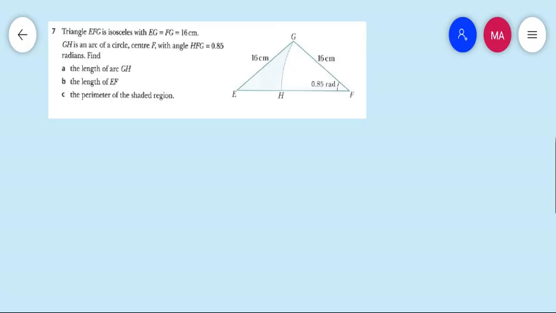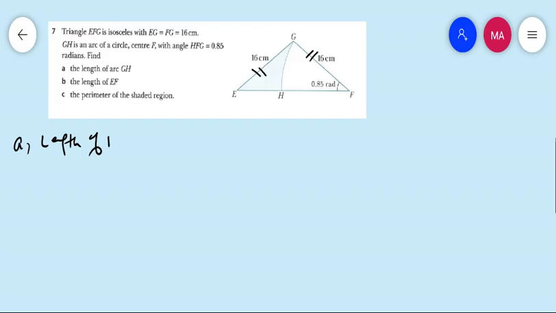Let's start question number 7. Triangle EFG is an isosceles triangle. What is an isosceles triangle? A triangle in which two sides are equal. EG and FG are equal. EG this one, and this one. So triangle EFG is isosceles. EG and FG are 16 centimeter. GH is an arc of a circle, center F with angle HFG is 0.85 radian. Find the length of arc GH. Very easy.